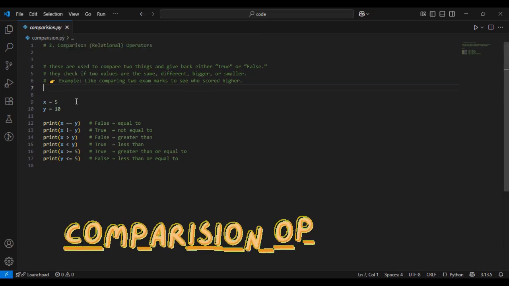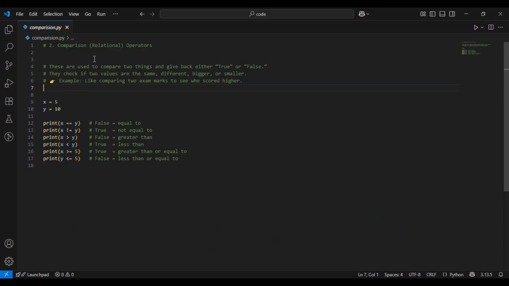So now let's look at comparison operators. Comparison operators, also called relational operators, find the relation between two values. They are used to compare two things and give the answer either true or false. If you have watched my previous video on data types, these are Boolean data types, and these operators are used to check if two values are the same, different, bigger or smaller.